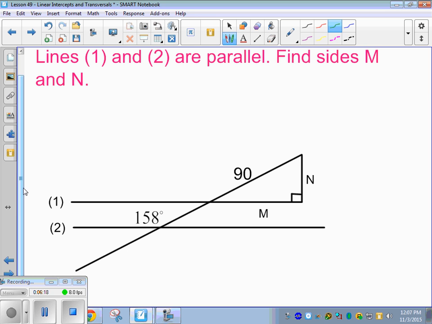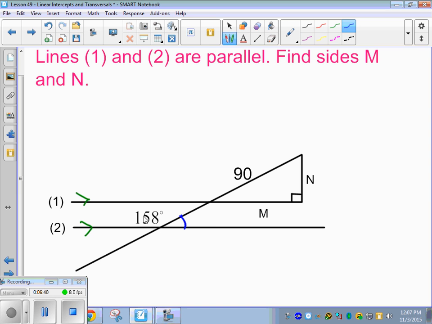So we know that lines 1 and 2 are parallel. So if we wanted, we could put in these little arrows that tell us they're parallel. Find sides m and n. So finding side n is going to be really similar to what we did last time. Now we just have to find m as well. So I'm going to start by using the same process to find the angles.